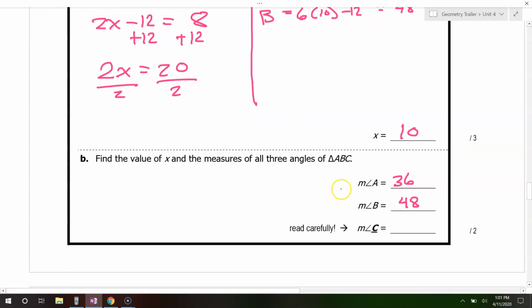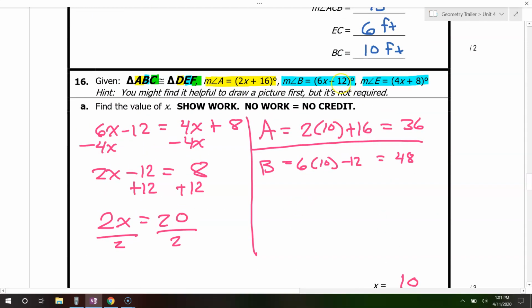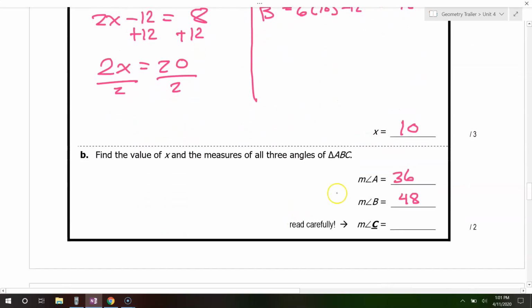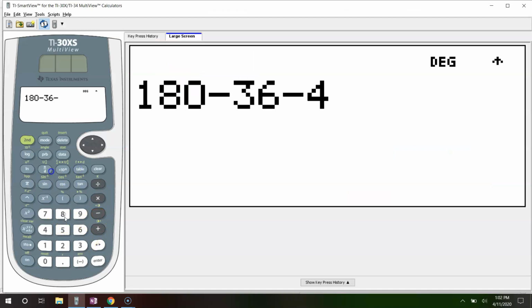Now, last but not least, they're asking us for angle C. I don't have any expression for angle C, but that's okay, because I know that the sum of the 3 angles in a triangle has to add up to 180. So once I have the first two, I can just subtract from 180 and find the third. All right, so if I just do 180 minus 36 and 48, that's 96.